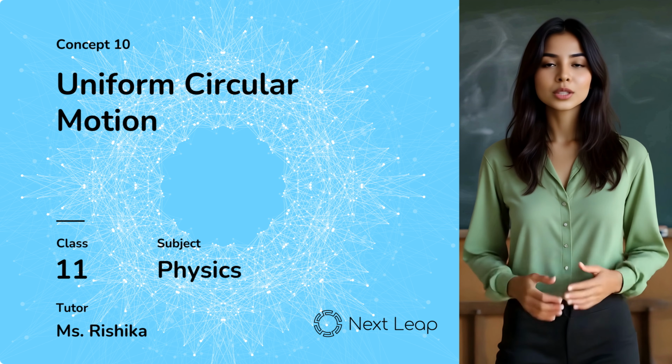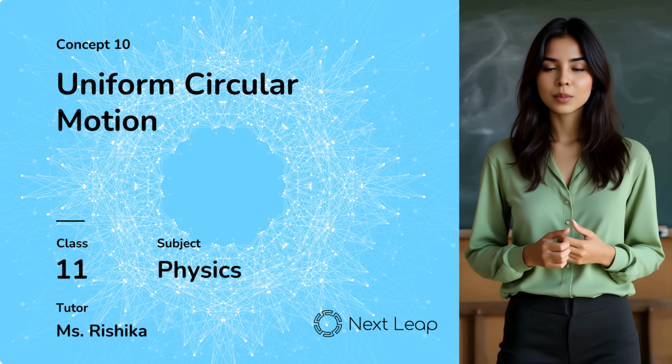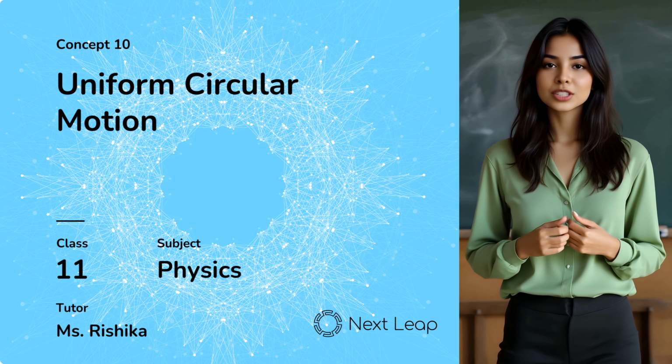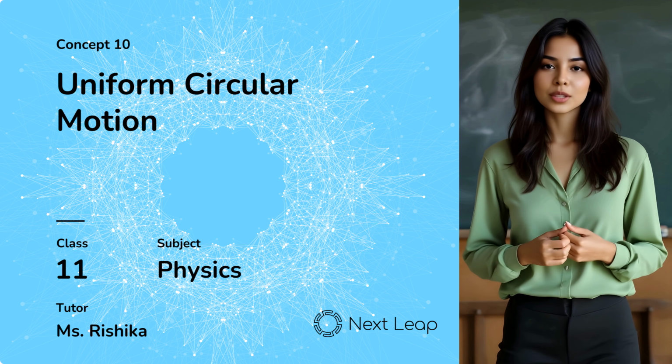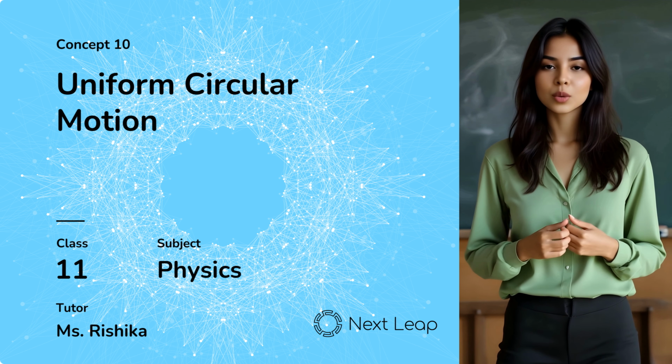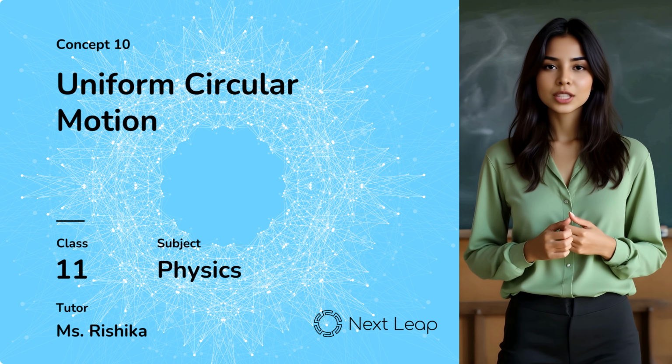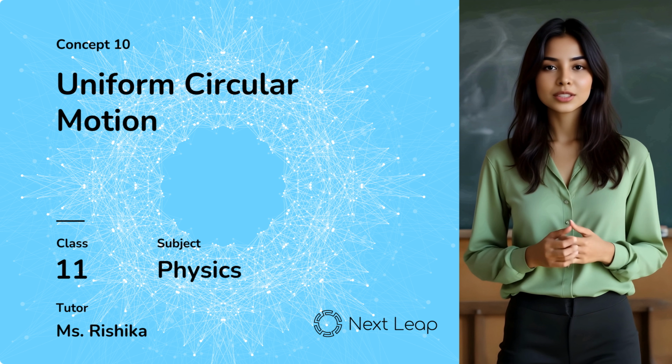Have you ever watched the glowing tip of a sparkler as someone twirls it in a perfect circle? Though the speed may look steady, the motion is far from simple. Welcome to the world of uniform circular motion, where the direction is always changing, even when speed isn't.